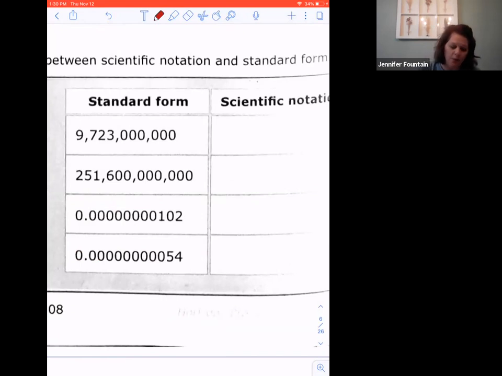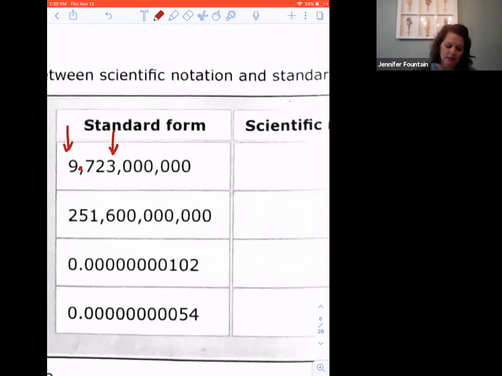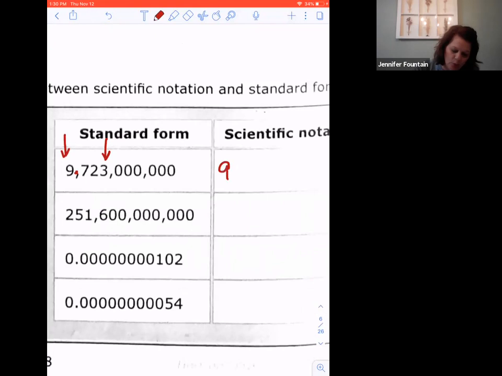I look at my number. I start with my first non-zero number and go to my last, and I look to see where I'm going to put my decimal to make this a number that is greater than or equal to 1, but less than 10. So I know I could put my decimal between the 9 and the 7, and that makes it a number of 9.723. So there's my mantissa.